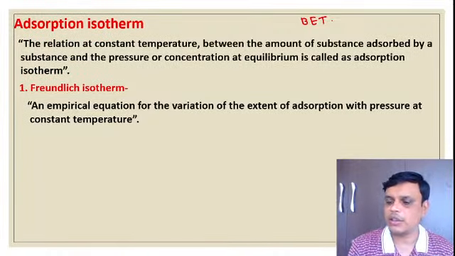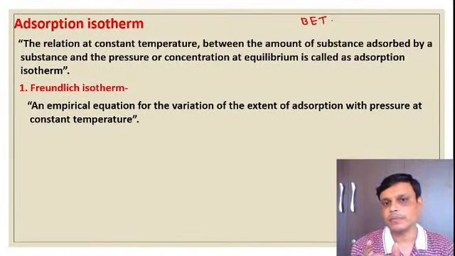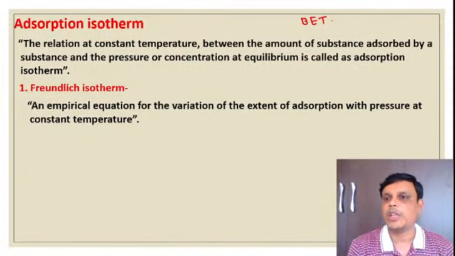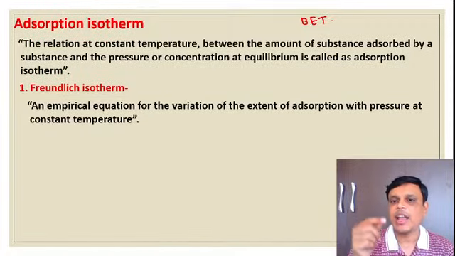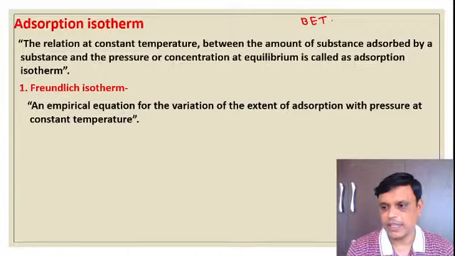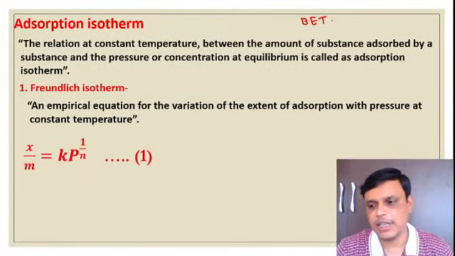Freundlich is the name of the scientist who proposed this isotherm, and he has given the relation of extent of adsorption with pressure at constant temperature. मतलब प्रेशर के हिसाब से एब्सॉर्प्शन में क्या चेंजेस होते हैं एट कांस्टेंट टेम्परेचर, that relation is called a Freundlich isotherm. Let us see the equation first.